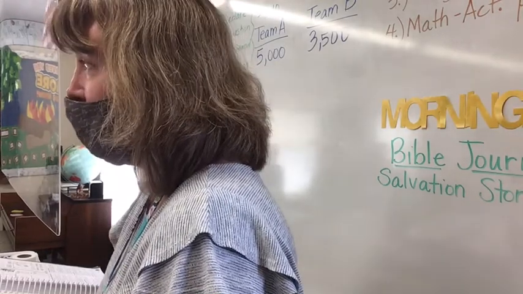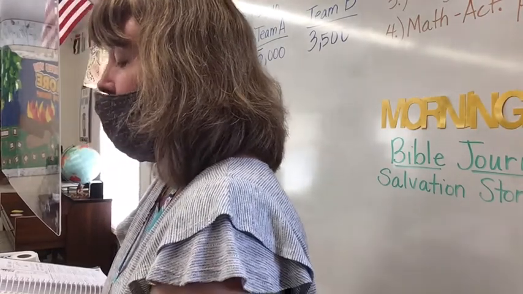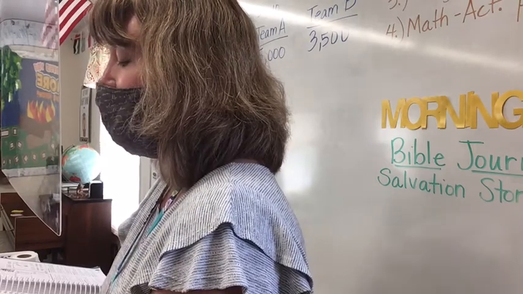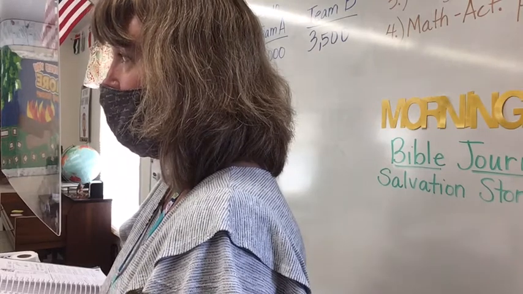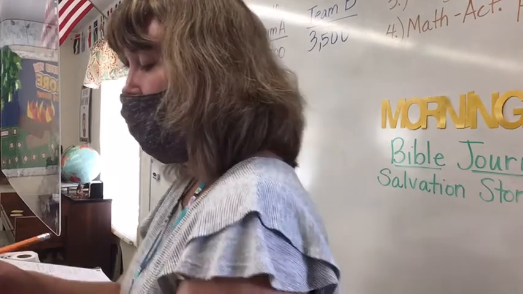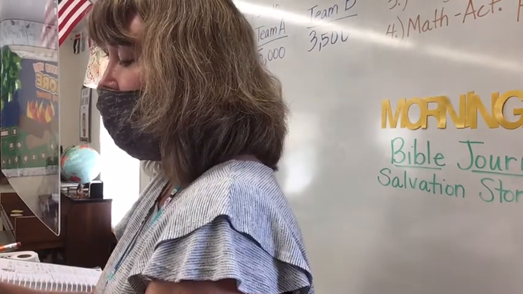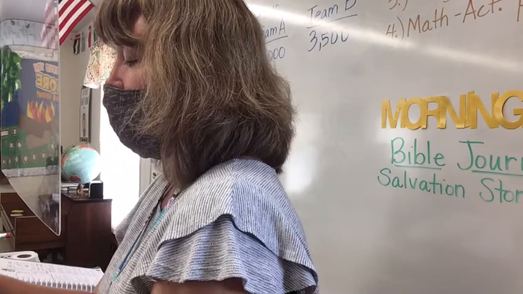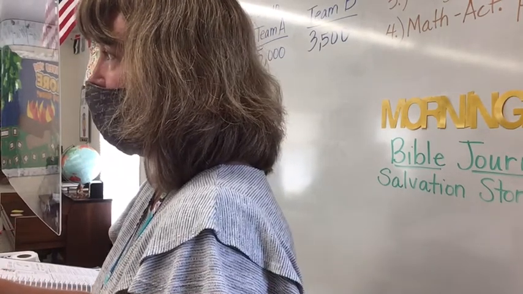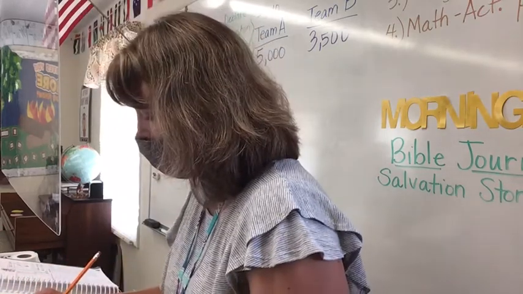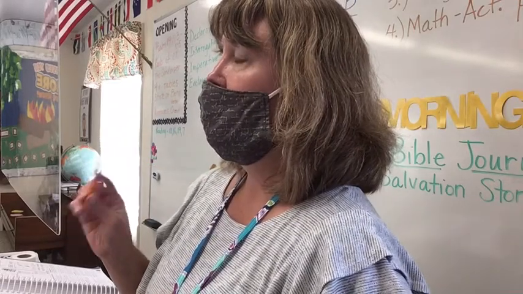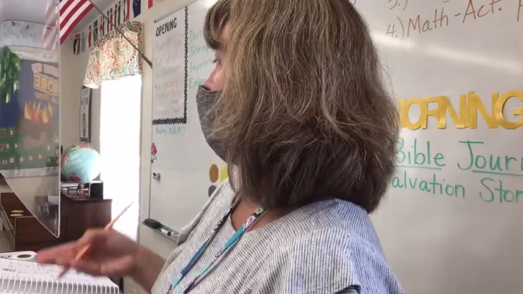2 times 9 minus 3 plus 6 equals. Yes. Last one. 7 minus 5 plus 3 plus 3 equals 8. All right. Good job. Now numbers 10, 11, 12, and 13.